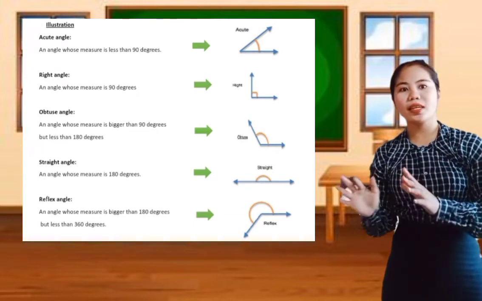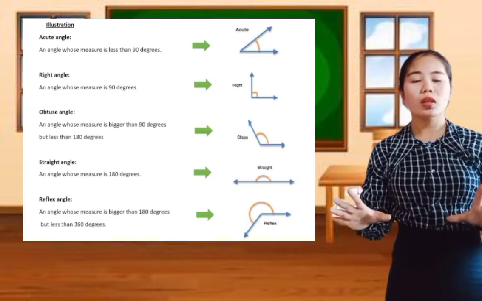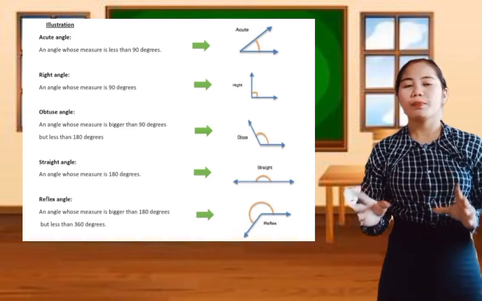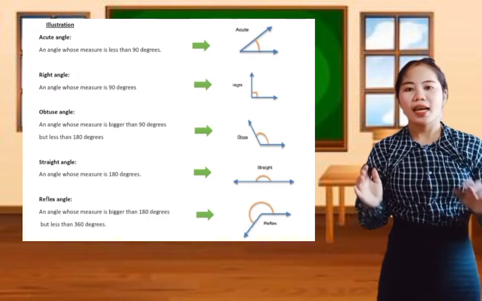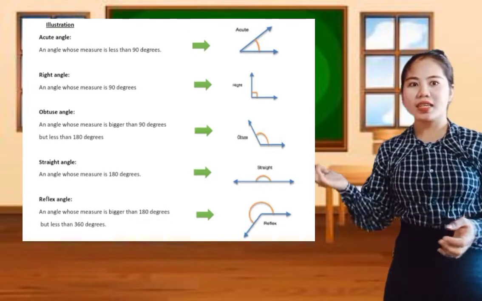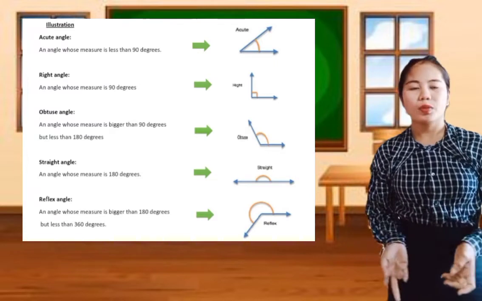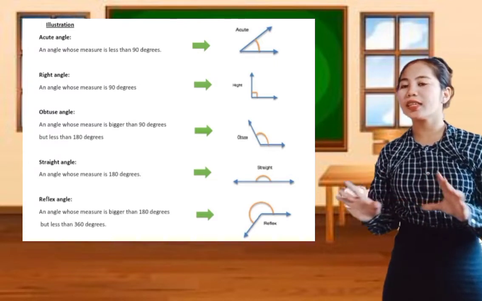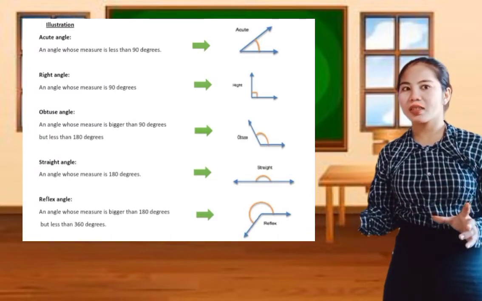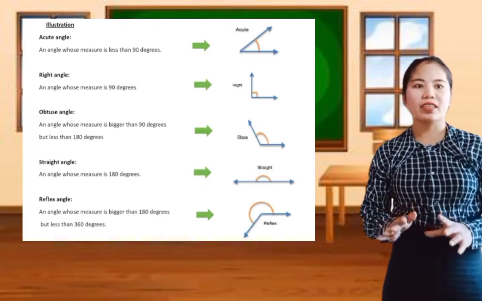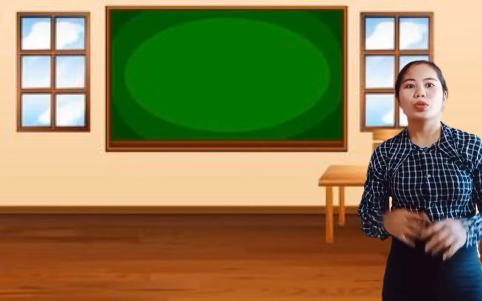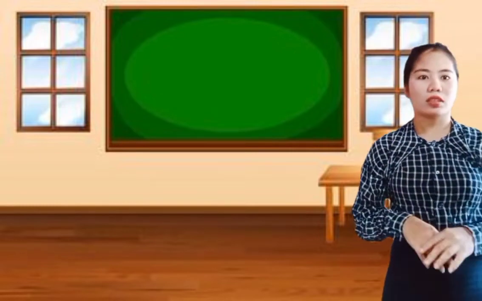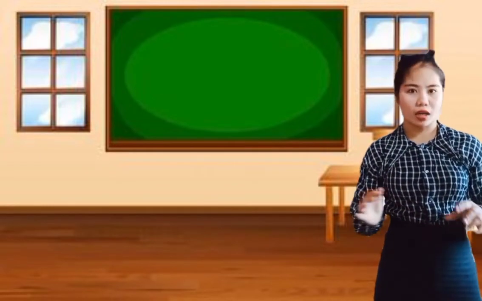Next is the straight angle, whose measure is exactly 180 degrees. And lastly is the reflex angle, whose measure is bigger than 180 degrees but less than 360 degrees. So those are our types of angle.